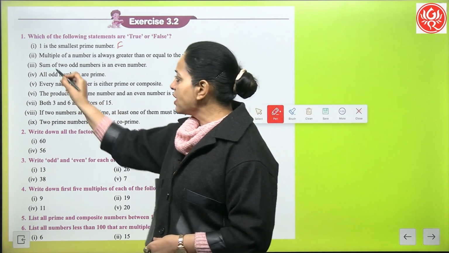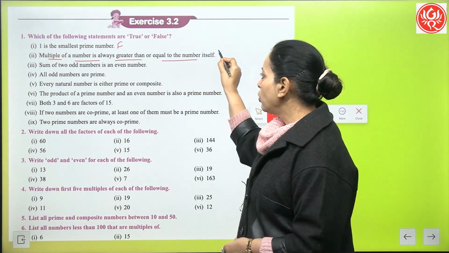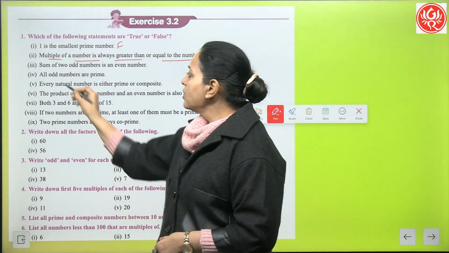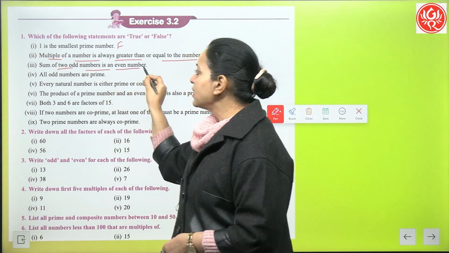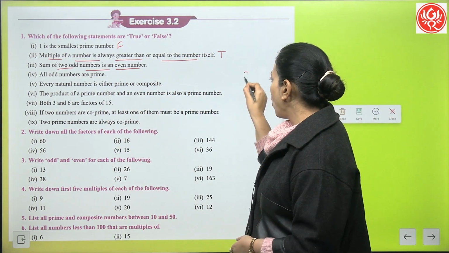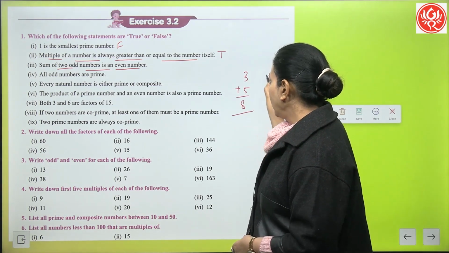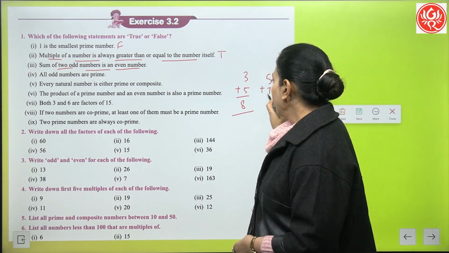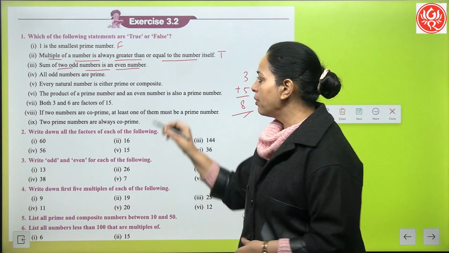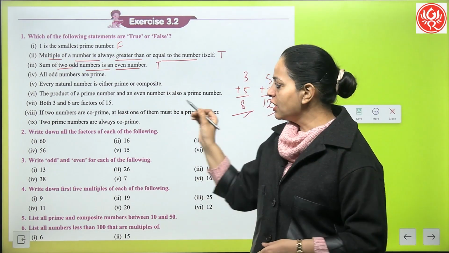Then the second part is, multiple of a number is always greater than or equal to the number itself. Yes. Then the third one, sum of two odd numbers is an even number. You take any odd numbers, any two odd numbers: 3 plus 5, their sum is 8; 5 plus 7, their sum is 12. So this is an even number. So this is true. Similarly, you can try these parts.